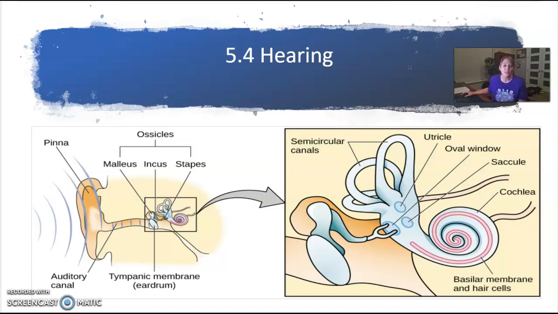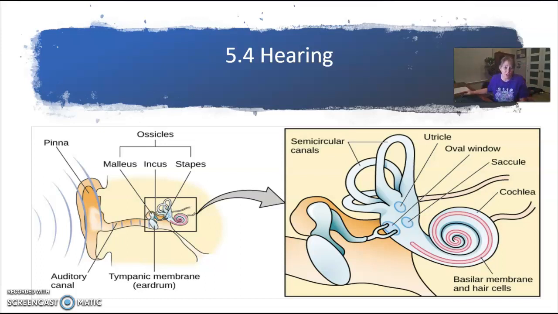Anyways, so then there's the middle ear bones, the ossicles. It's the malleus, which is the hammer, the incus, which is the anvil, and the stapes, which is the stirrup. And that's all that right there. So that's the anatomy of it all.